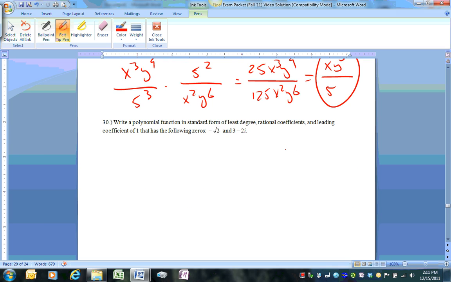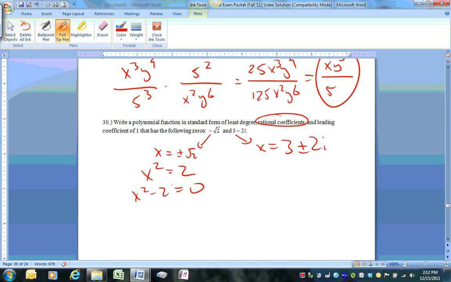For 30, the way I like to do this problem is the following. If negative root 2 is the solution, then you need to have x being equal to plus or minus root 2. Because remember, we want rational coefficients. If you just have root 2 as a 0, you're going to have a problem. Because then you're going to have irrational coefficients when you try foiling it all out. So you need to put plus or minus root 2. And here, x equals 3 plus or minus 2i. Square both sides, and move that over.